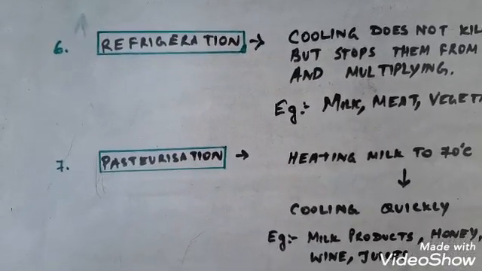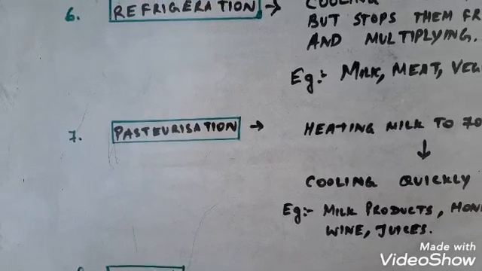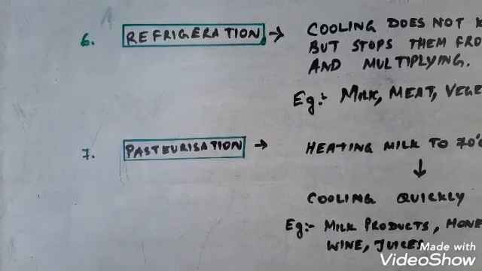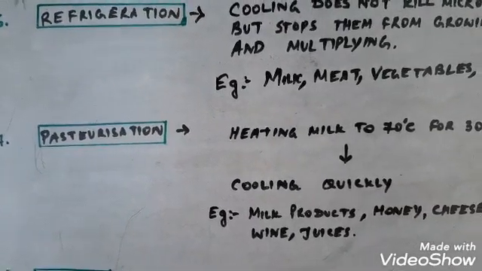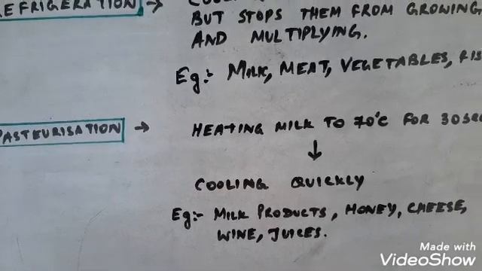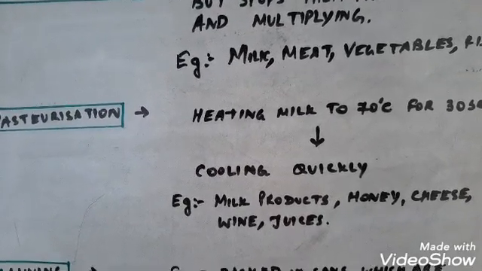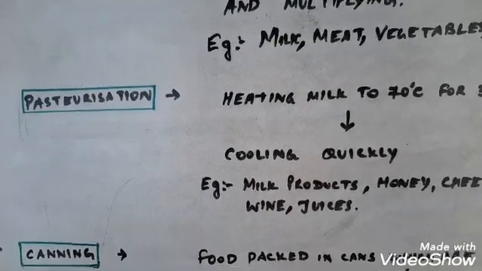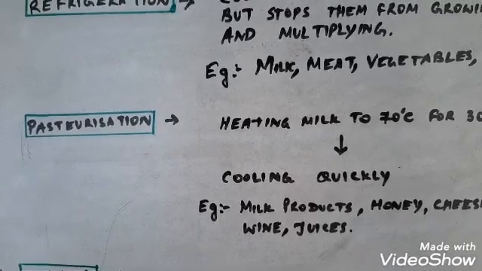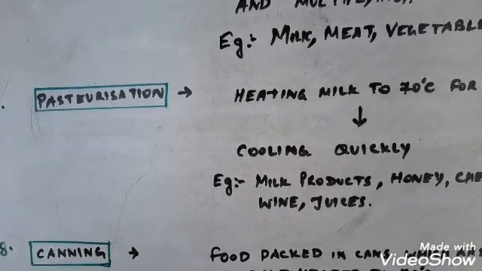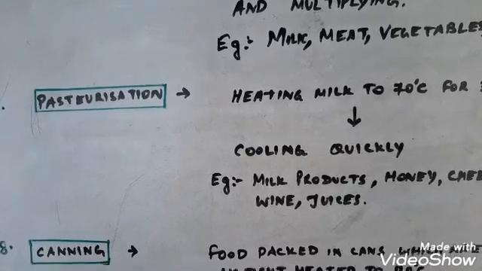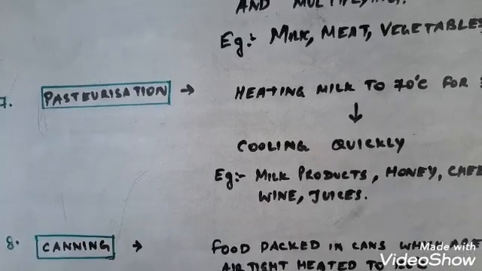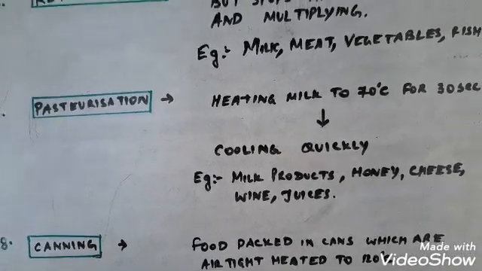Next, the seventh type of food preservation technique is pasteurization. Pasteurization is named after the scientist Louis Pasteur, who gave this method. Now what is this method exactly? Heating the milk to 70 degrees centigrade for 30 seconds or half a minute. This process is quickly followed by cooling. So the food is heated to 70 degrees centigrade and quickly cooled. In this process the microbes are killed. Generally milk products are preserved by pasteurization. Other than milk, honey, cheese, wine and juices are also preserved by this method.